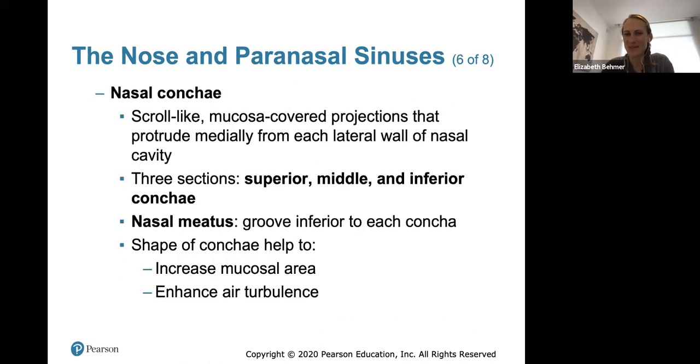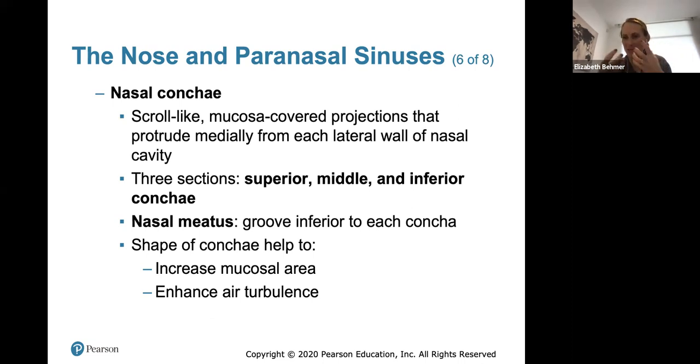Nasal vestibule, you have nasal mucosa, the olfactory and respiratory mucosa, and then the nasal cavity itself and what makes up the nasal cavity. More on the conchae, we have superior, middle, and inferior conchae, which are lateral projections on either side of the nasal cavity. These conchae just help to increase the mucosal area. So they're covered in mucus to help clean, moisten, and humidify the air. And they also enhance air turbulence.